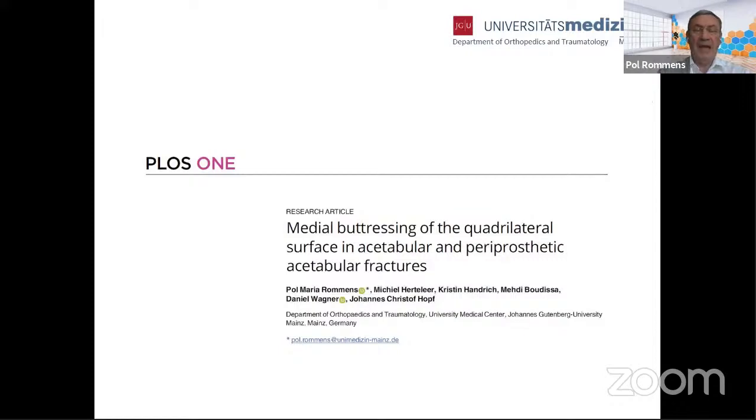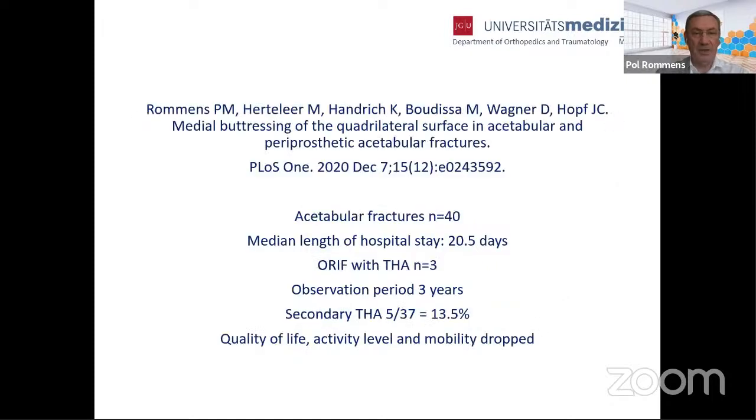Another paper was focusing on the quadrilateral surface displacement in old patients with acetabular fractures. And we think that this displaced quadrilateral surface needs a medial buttressing. I think the next speaker will also focus on that. We need special implants for this medial buttressing. This is a paper that we published a year ago.